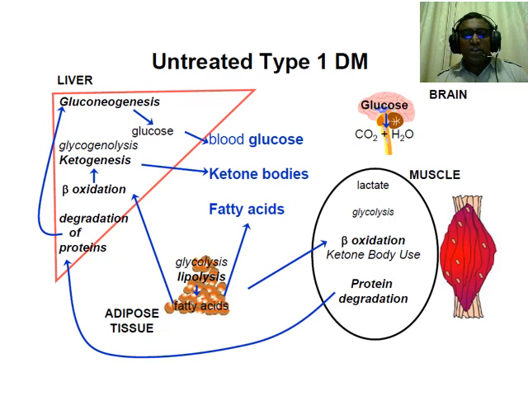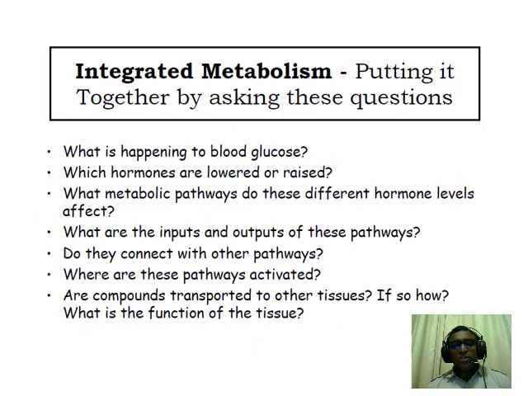If the person is given drugs or injected with insulin, then the story is different. The diagram here will be different, where the blood glucose can actually go into the muscle cell and there will be no requirement for ketone bodies to be generated, and also in type 2 it is unlikely to use so much fatty acid. So that's the difference. That concludes the lecture on integrated metabolism.